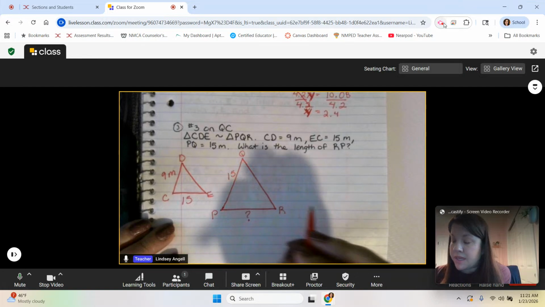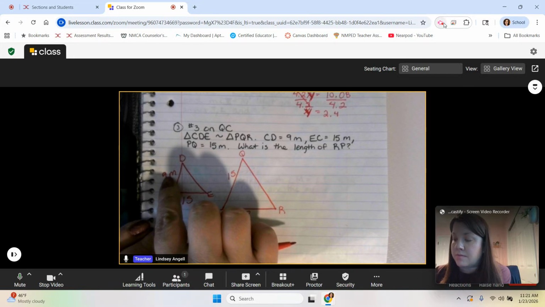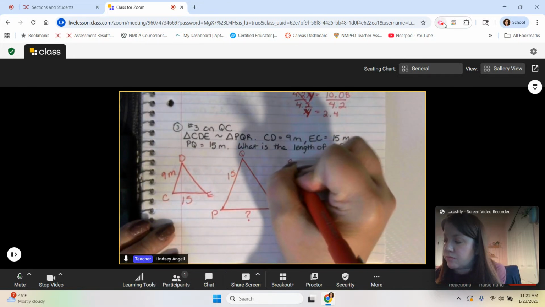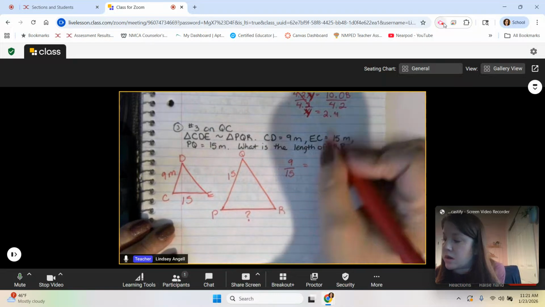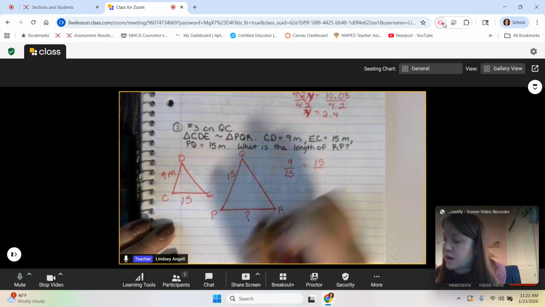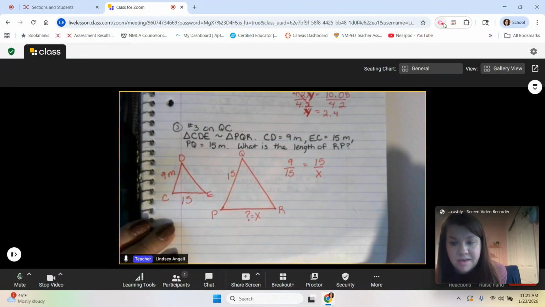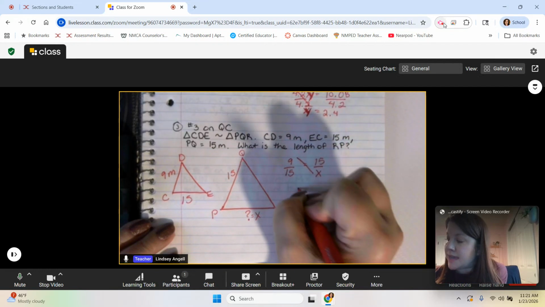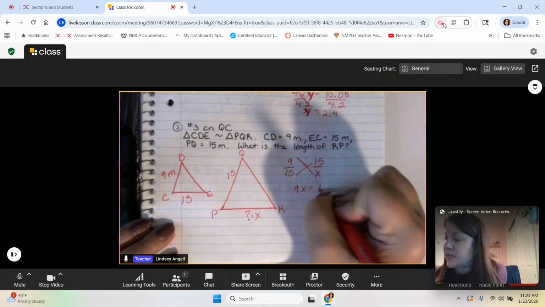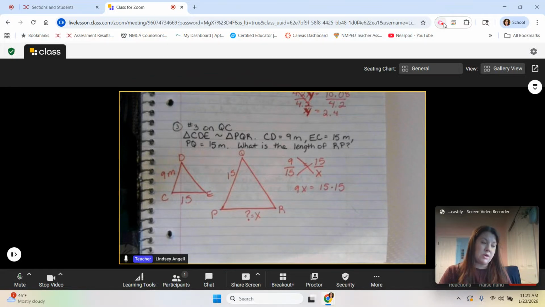So with that, we'll do the same thing that we've been working on. I'm going to go, okay, my shorter side over my longer. So 9 over 15 equals my shorter over my longer. So I'd have 15 over, and I'll just say X. Okay, now that I have my proportions set up, I can go ahead and solve. Again, I'm going to use cross multiplication. So I've got 9 times X equals 15 times 15. Okay? So maybe you have that memorized.